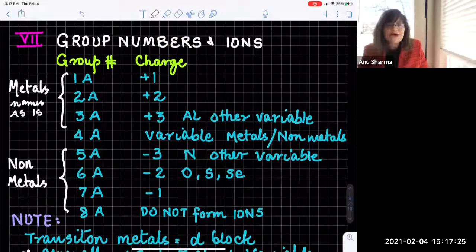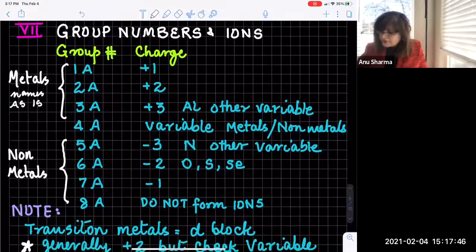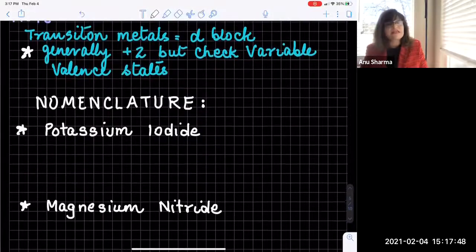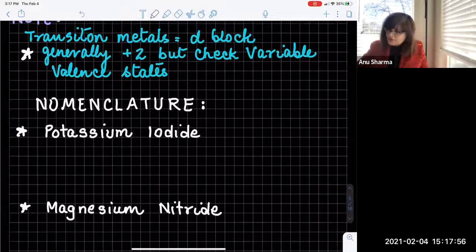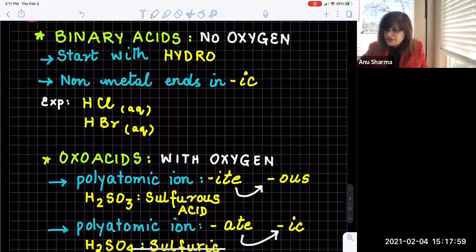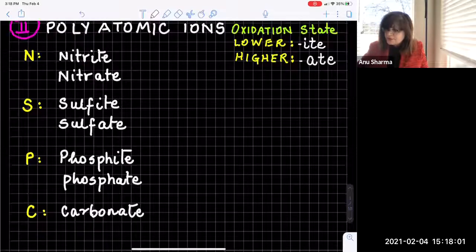Then comes group 5A. In that, nitrogen will have -3 charge, and the rest of them are all variable. Group 6A, oxygen, sulfur, and selenium will have -2 charge. The rest are variable. Group 7A, all of them will have -1 charge, and group 8A, they do not ionize. Now, there are also the transition elements, which are the D block elements. These D block elements generally will have +2 charges. But then again, there are going to be variable charges as well. So you have to check the table for the variable valence states.